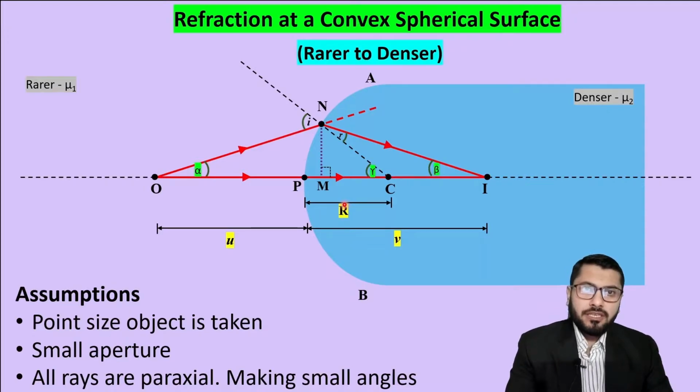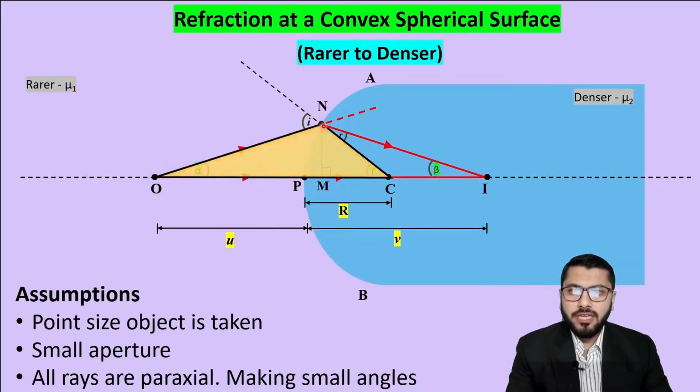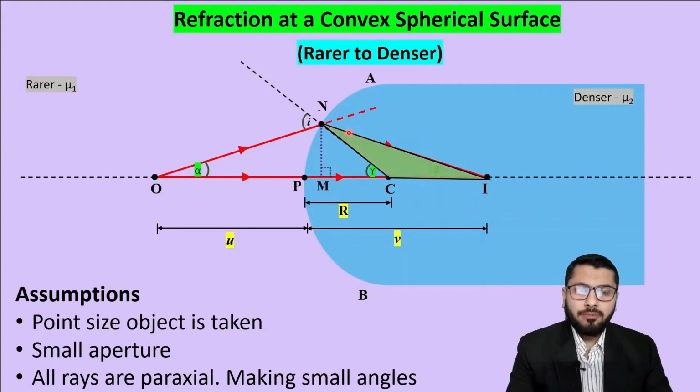So before starting the derivation, I have to consider two triangles. I am just highlighting those two triangles. The first triangle I have highlighted is triangle NOC. We are going to use this triangle, and the second triangle which we are going to use is this triangle NIC. So these are the two triangles, and with the help of these two triangles we will form the derivation of this. So let's move on to the derivation part.